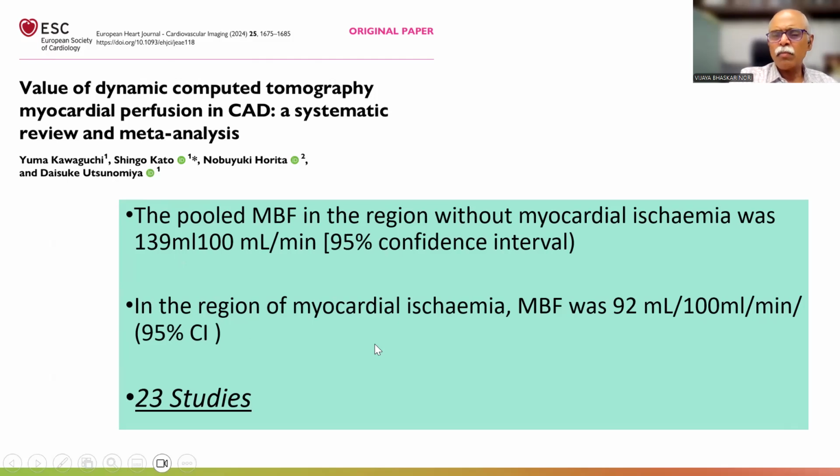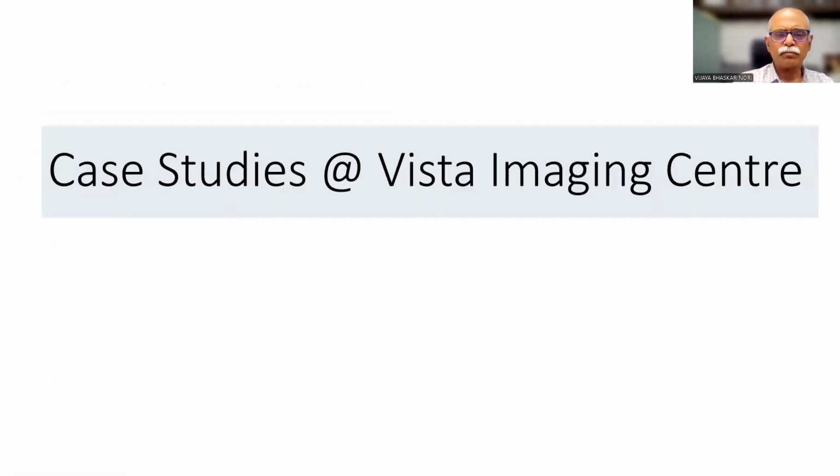To say it is ischemia, it is 92 ml. In stress, mind you, in stress, normal is more than 139 and abnormal is less than 32. To say it is ischemia.